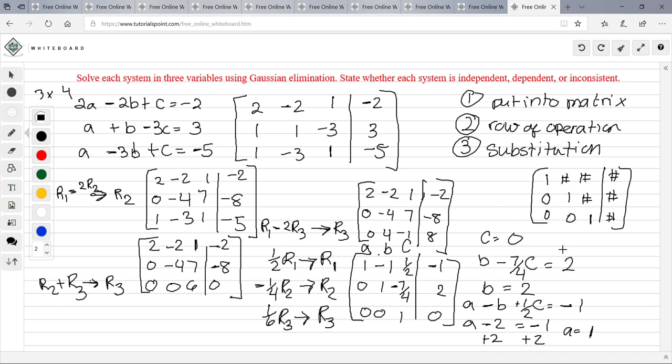And then what you do is you could put it back into the original first equation, and that should give us negative 2. I already checked, so I don't have to do it again, but if you don't believe me, you could just check it. So our solution, I'll put it right here, is 1, 2, and 0. Our A is 1, our B is 2, and our C is 0. And remember, if you have one solution, and you put it back into the original equations and they're all true, that means you have one solution, and we all know that one solution makes it independent.